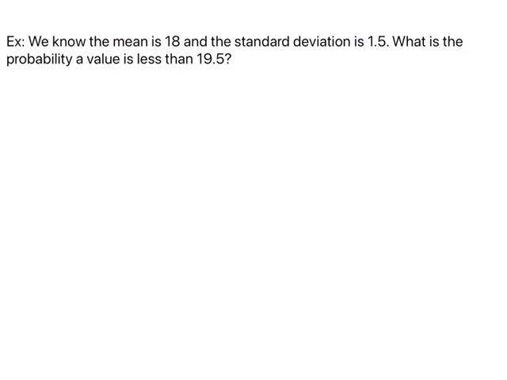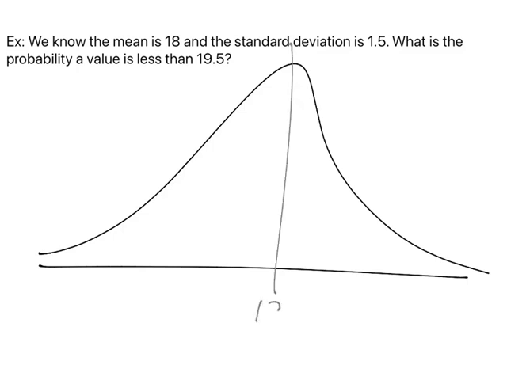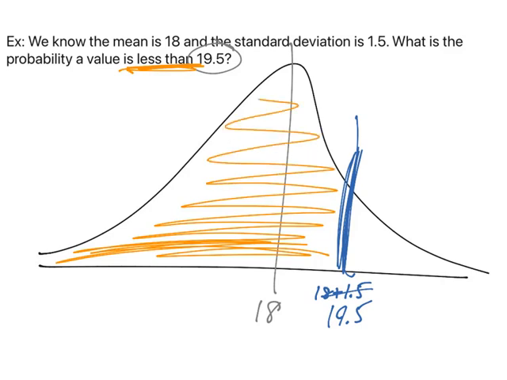Next problem, we know that the mean is 18 and the standard deviation is 1.5. What is the probability a value is less than 19.5? Okay, again, let's draw ourselves a picture. We know the mean is 18, standard deviation is 1.5. Now, 19.5 is larger, so we're going to go this way. I take 18 and I add 1.5. There's 19.5. So this is the spot in question. Now, it does say less than that. Well, less than is to the left. So I want all of this.